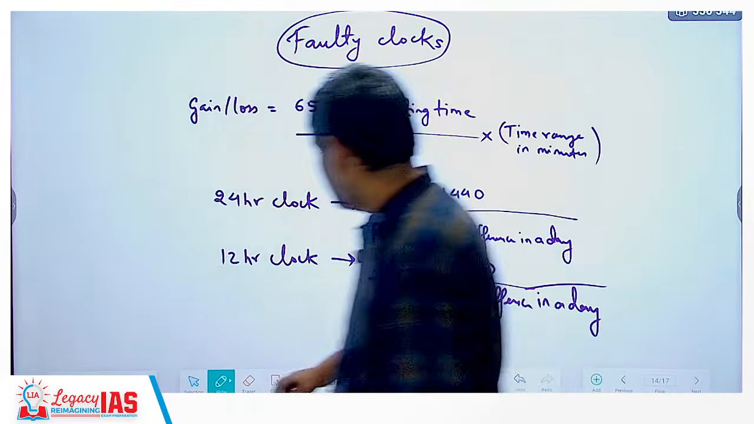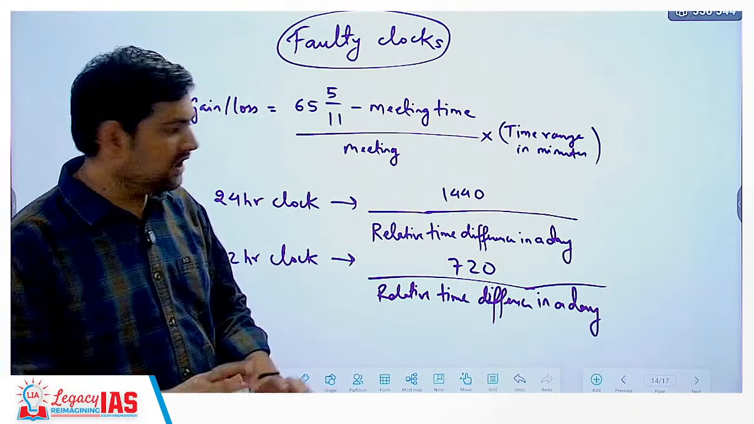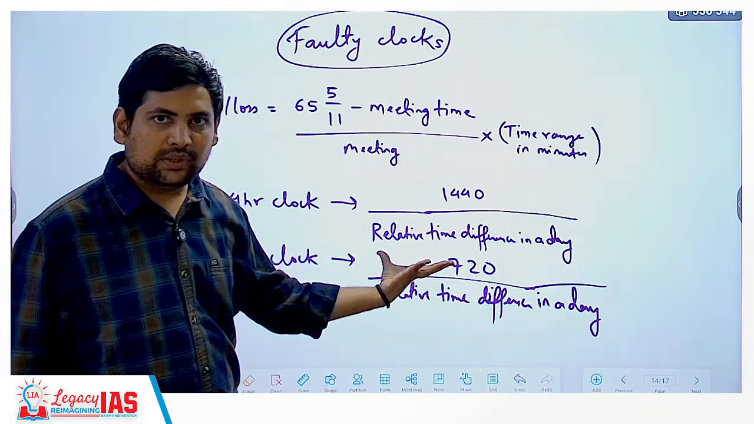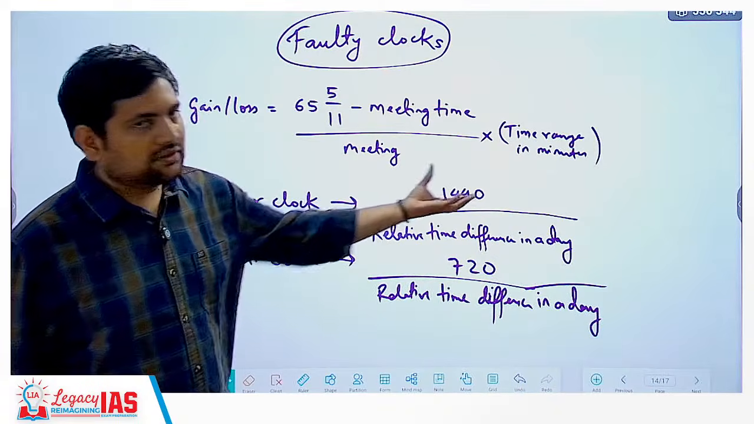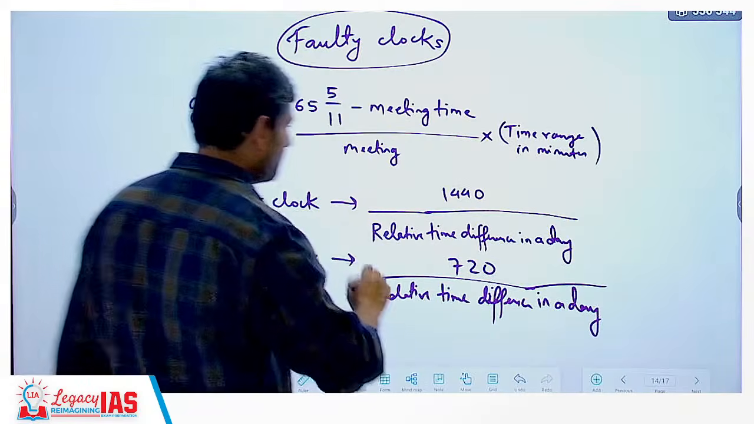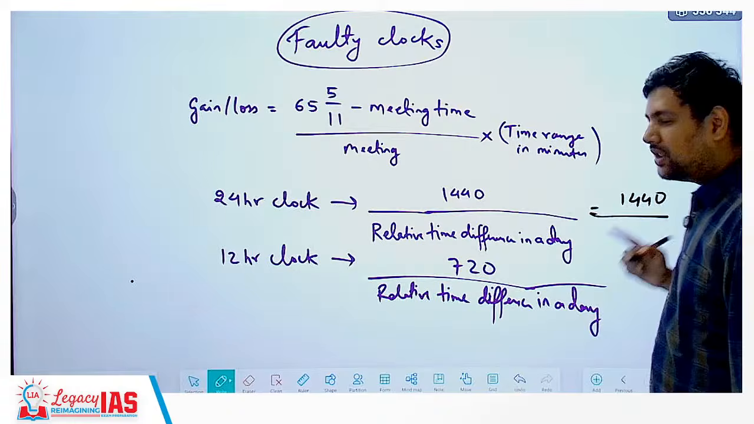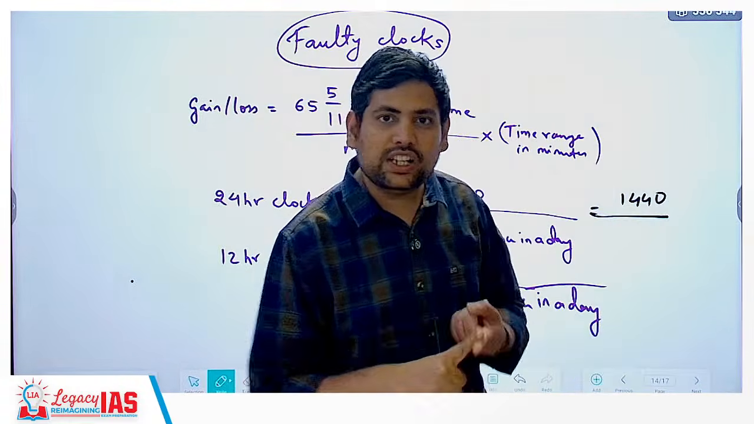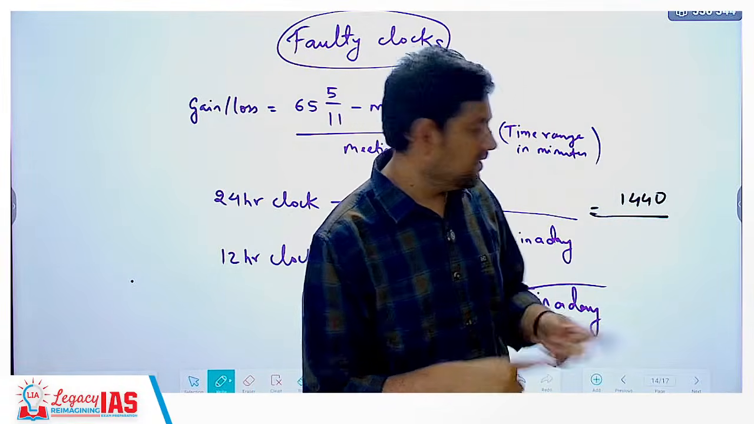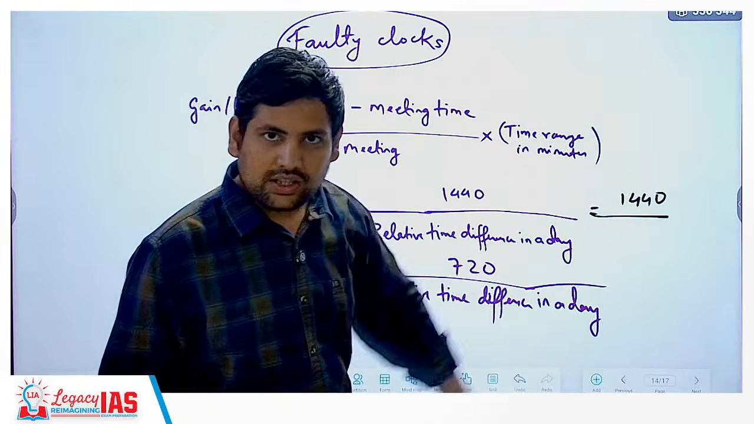See this. If it is a 24-hour clock, when will they show the same time? When the relative time difference between them in a day divides 1440. Now see how this formula works. Basically this is 1440. How did you get 1440? Now you understand. This is 24 hours into 60 minutes. So 1440 is divided by the relative time difference in a day.